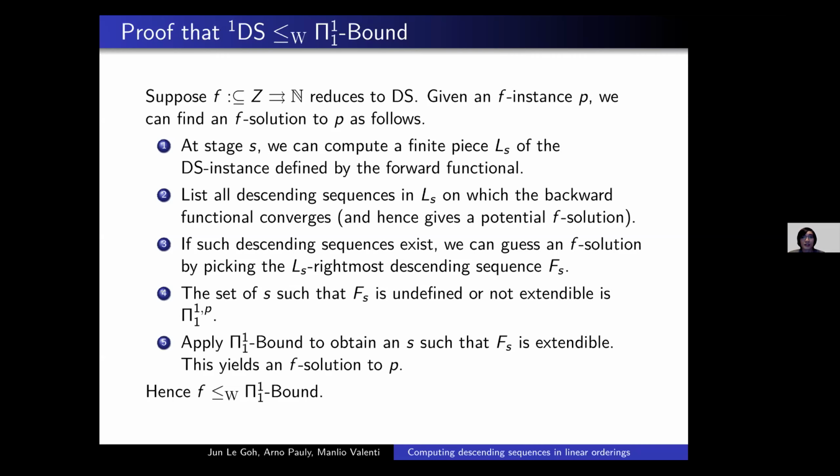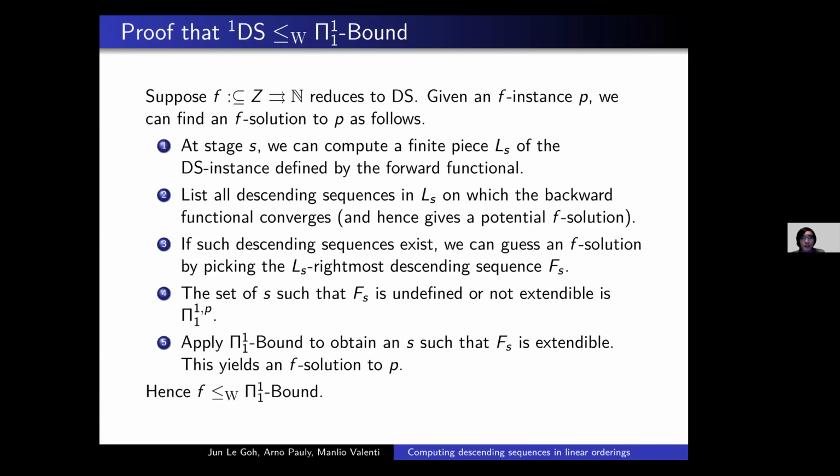And secondly, why do we restrict the codomain to the natural numbers? That's so that once the backward functional converges, then we know that it's going to give us a solution, right? If this was something more complicated like a real, then we are not going to get it at any finite stage of the computation. Okay, so that's the sketch of the proof.